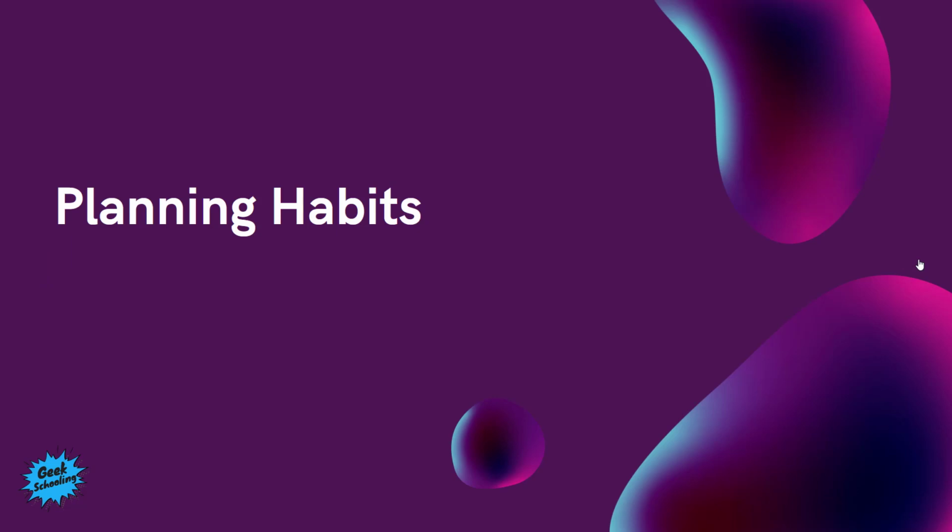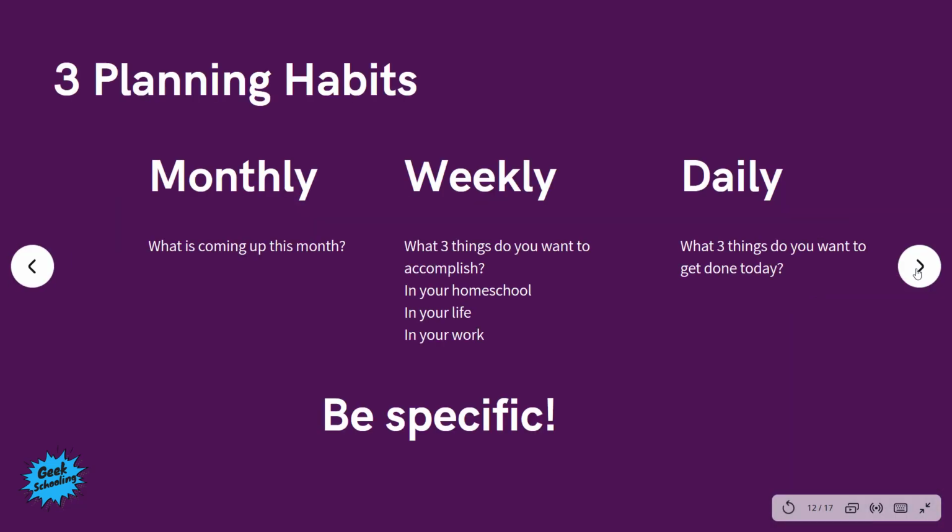So let's talk about planning habits. There's 3 planning habits that you should have. One is looking over your plan monthly. What is coming up this month? What is coming up this month in your homeschool? What's coming up in your life? What's coming up in your work?